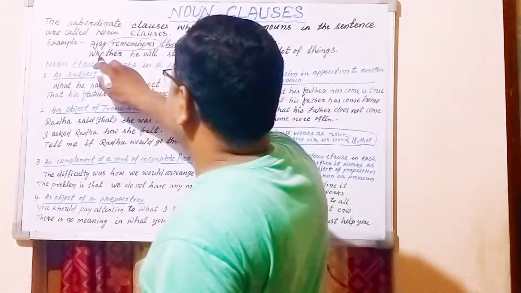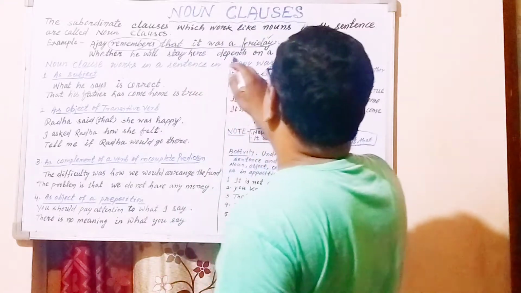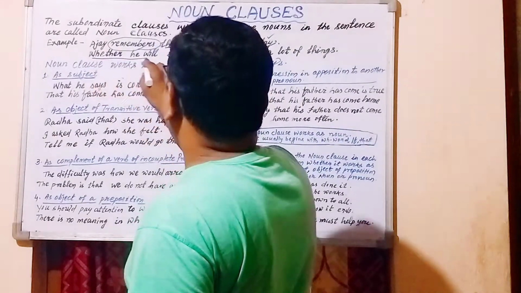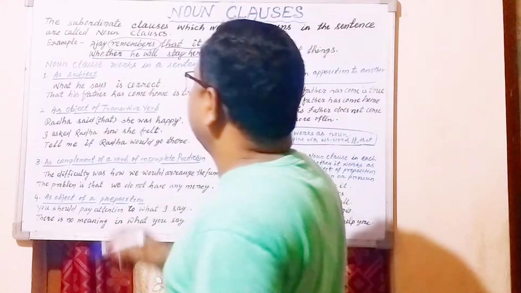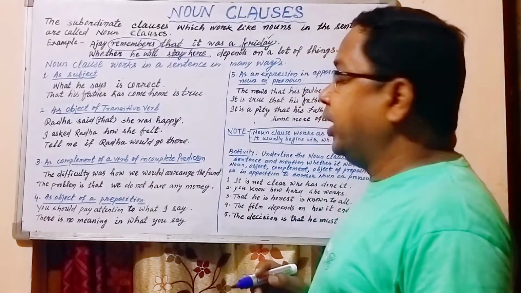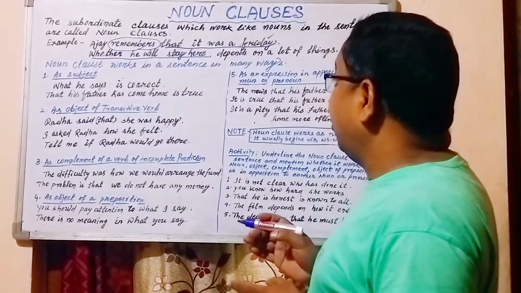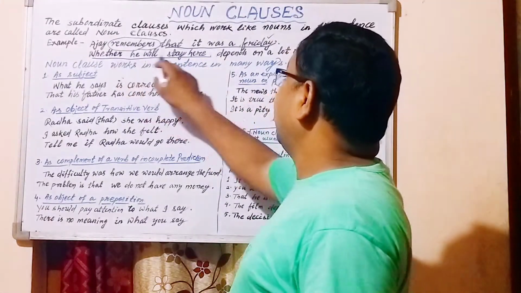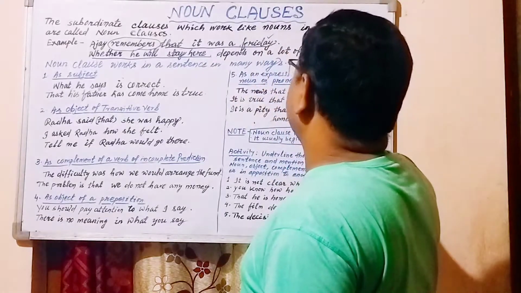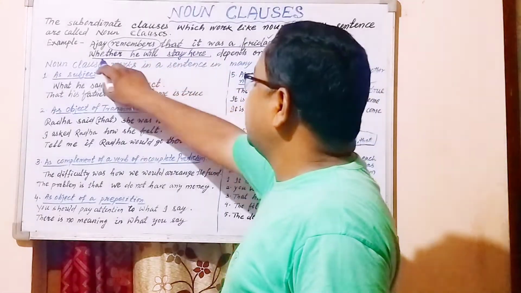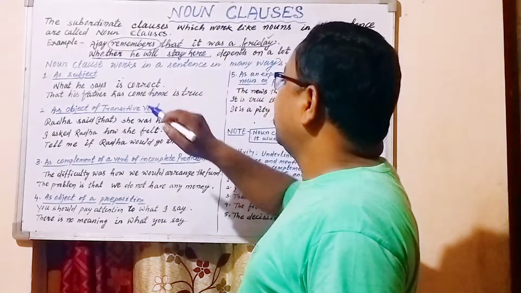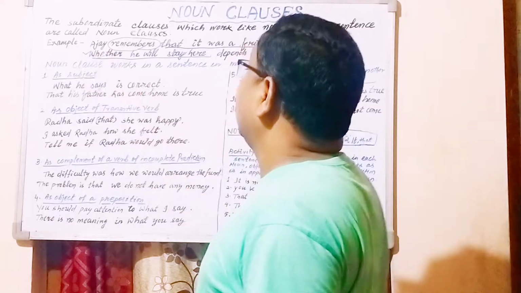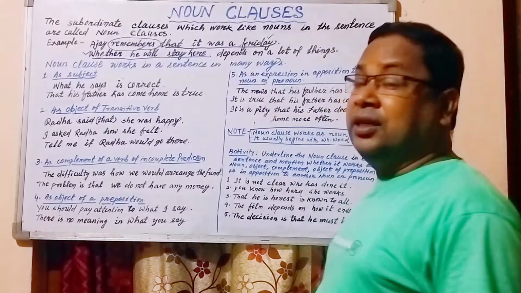Then the second example you see here: Whether he will stay here depends on a lot of things. You see here, whether he will stay here, up to this is the noun clause, and it works as a noun because here it is also the subject. So this part is the noun clause, and it is also a subordinate clause, and here it works as a subject.